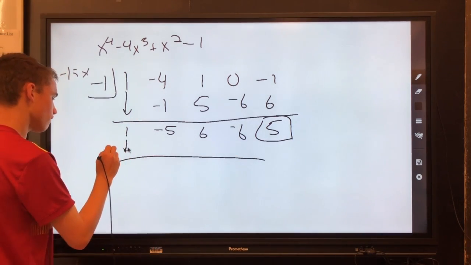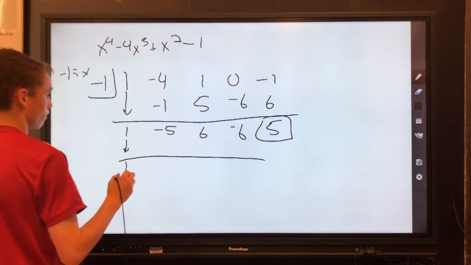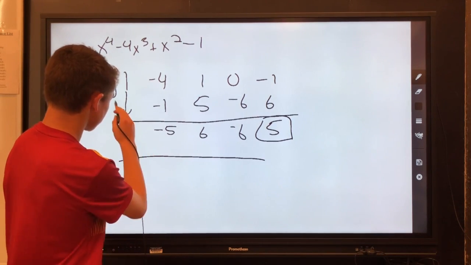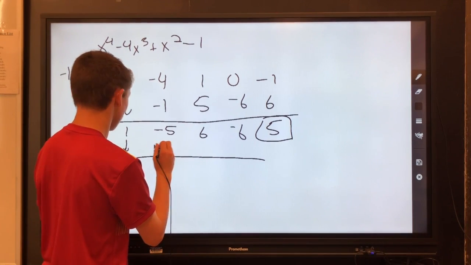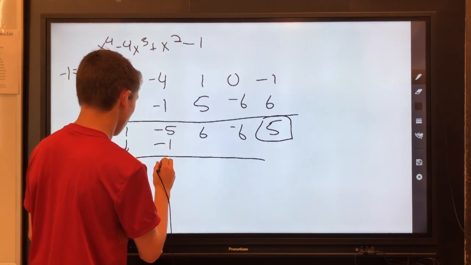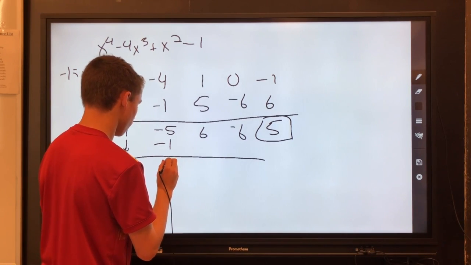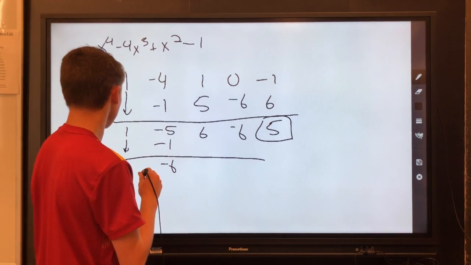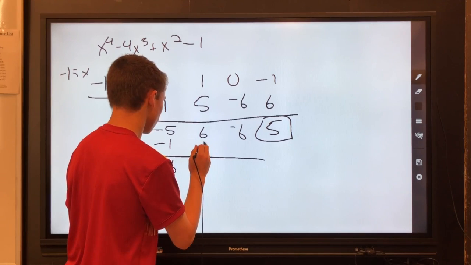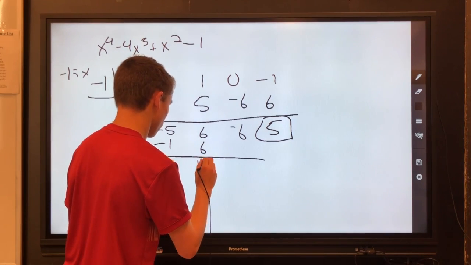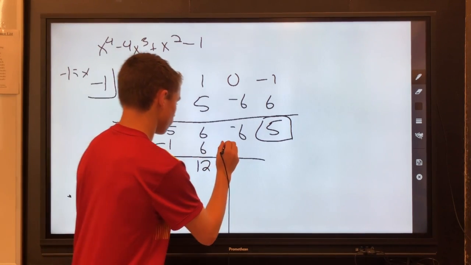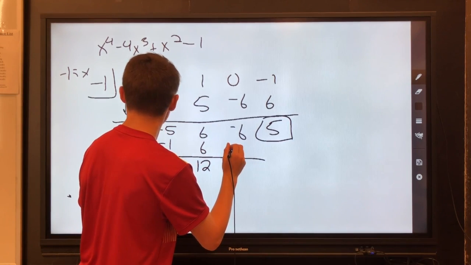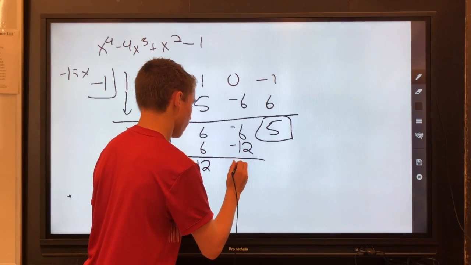Drop down the 1 again. Now 1 times negative 1 is equal to negative 1. Negative 1 minus 5 is equal to negative 6. Negative 6 times negative 1 is equal to 6. Is equal to 12. Negative 12 and negative 18.